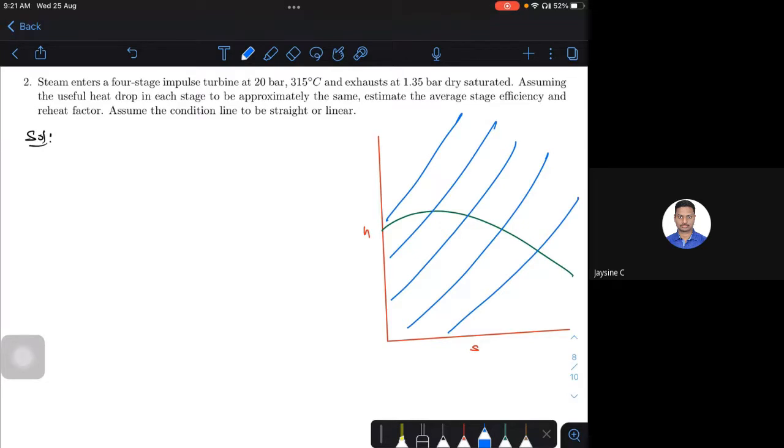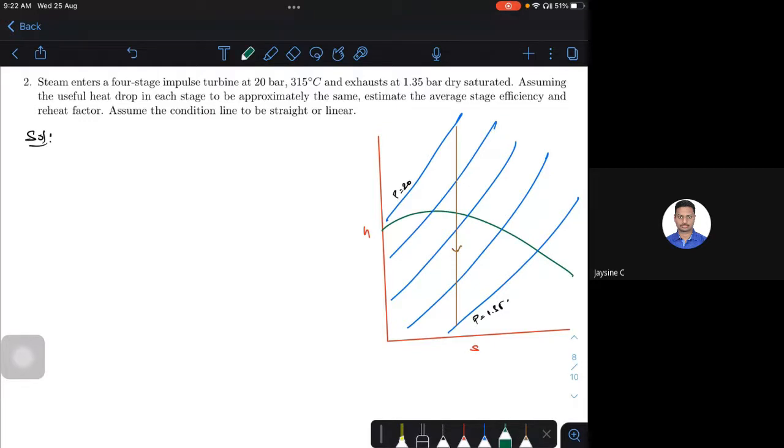Now if I try to draw the isentropic expansion, it is coming something like this. It's a simple vertical line from the 20 bar line to your point 1. This is your isentropic expansion for pressure 20 bar, and this is for pressure equal to 1.35. But 20 bar, 315 degrees Celsius means actually it's a superheated condition. That's the meaning of it.